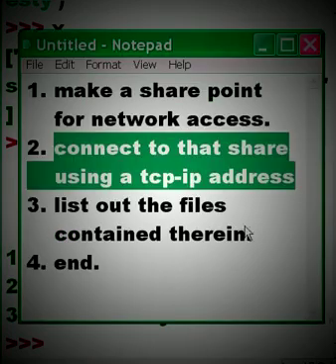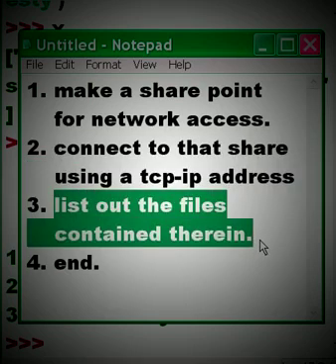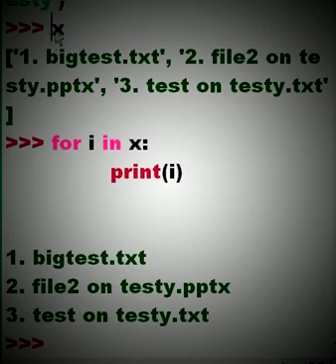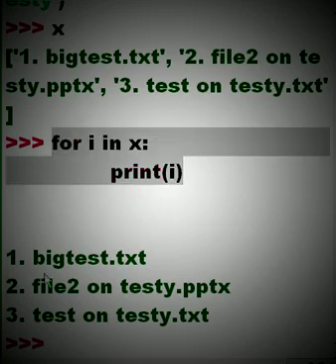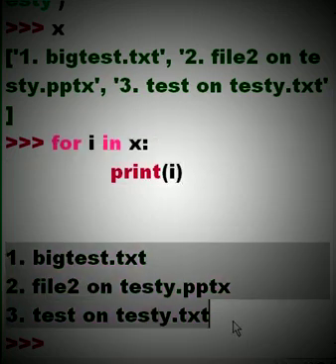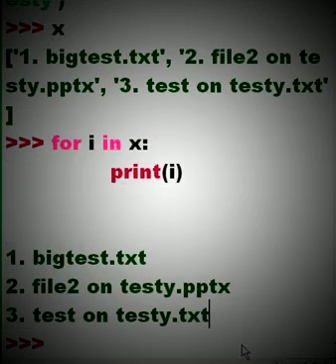So we connected to that share using a TCP/IP address, and then we listed out the files contained therein. We did it in 2 ways. First, we just keyed in the letter X, and it printed it out looking a little bit sloppy, and then we used a for loop to print them out, making them look neat. Very nice and neat. That's a better way to say that.